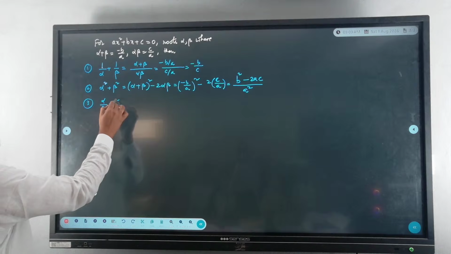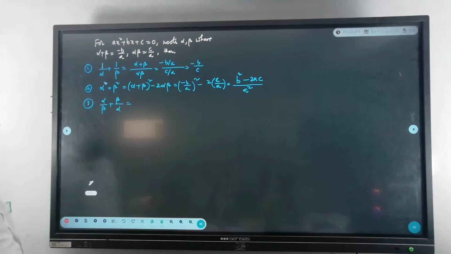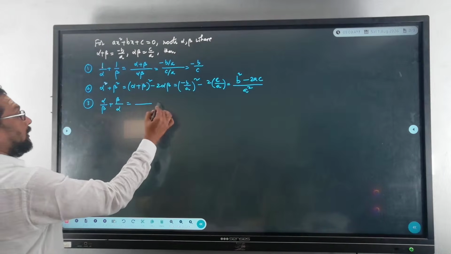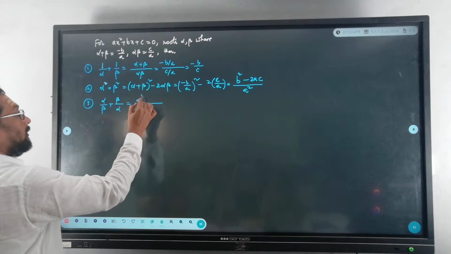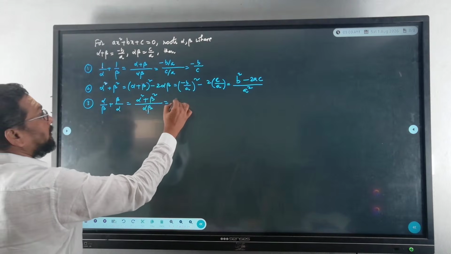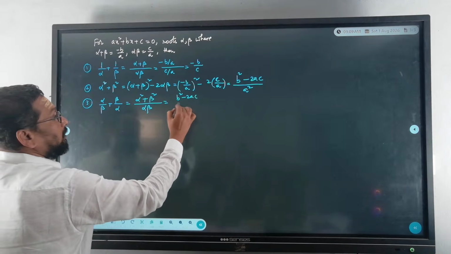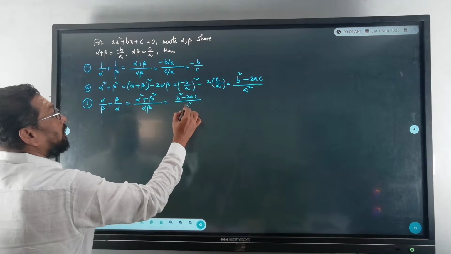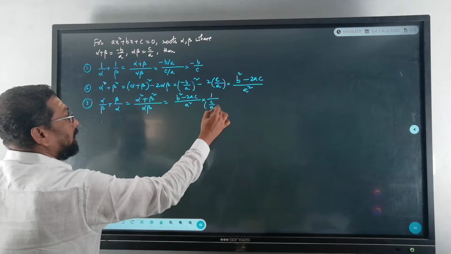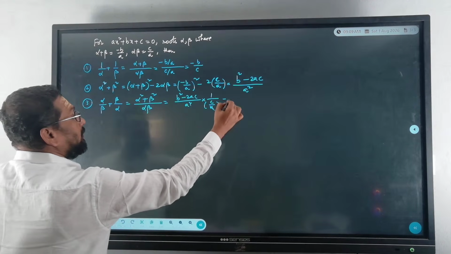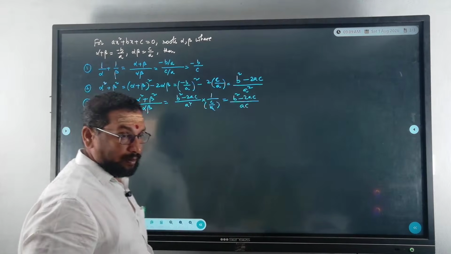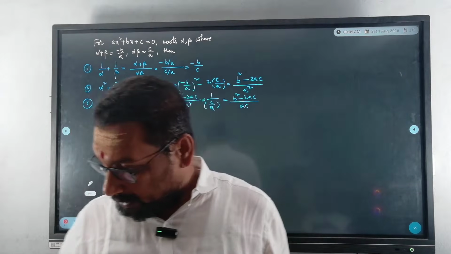Alpha by beta plus beta by alpha. What is alpha by beta plus beta by alpha? Here the LCM is alpha beta, alpha square plus beta square. You know alpha square plus beta square: b square minus 2ac by a square, into a by c. One a cancels. That is b square minus 2ac by ac. Write it down.